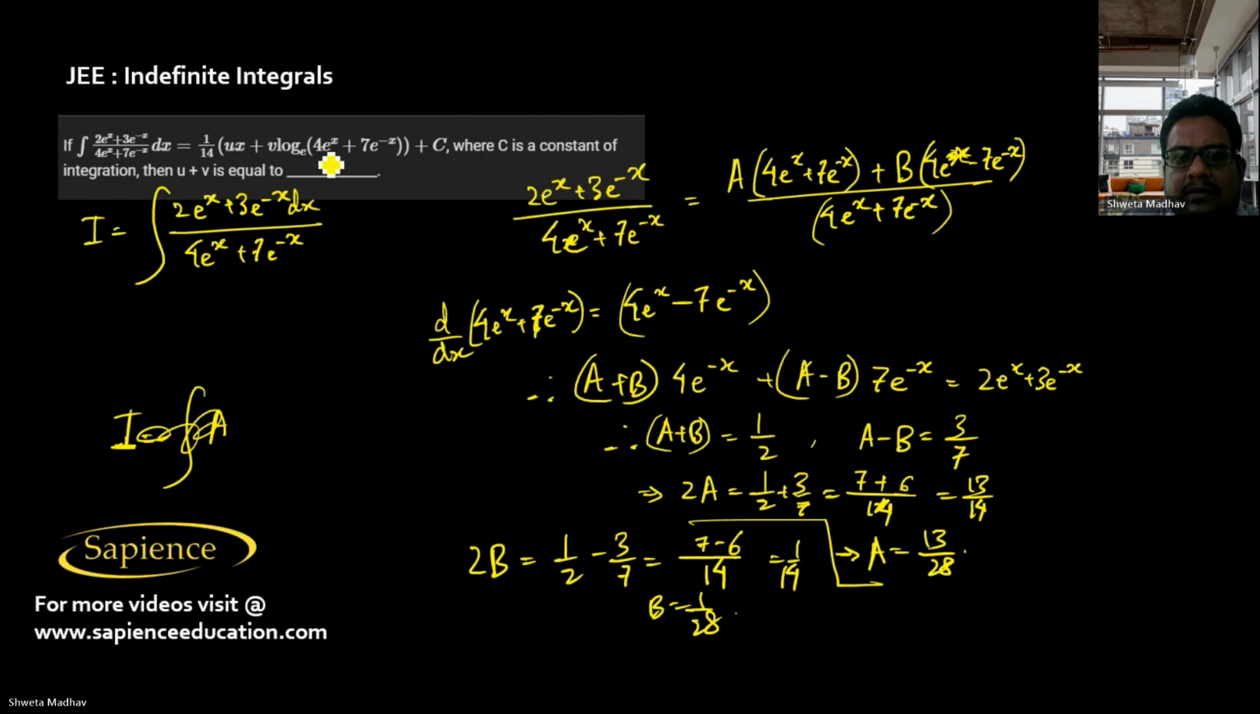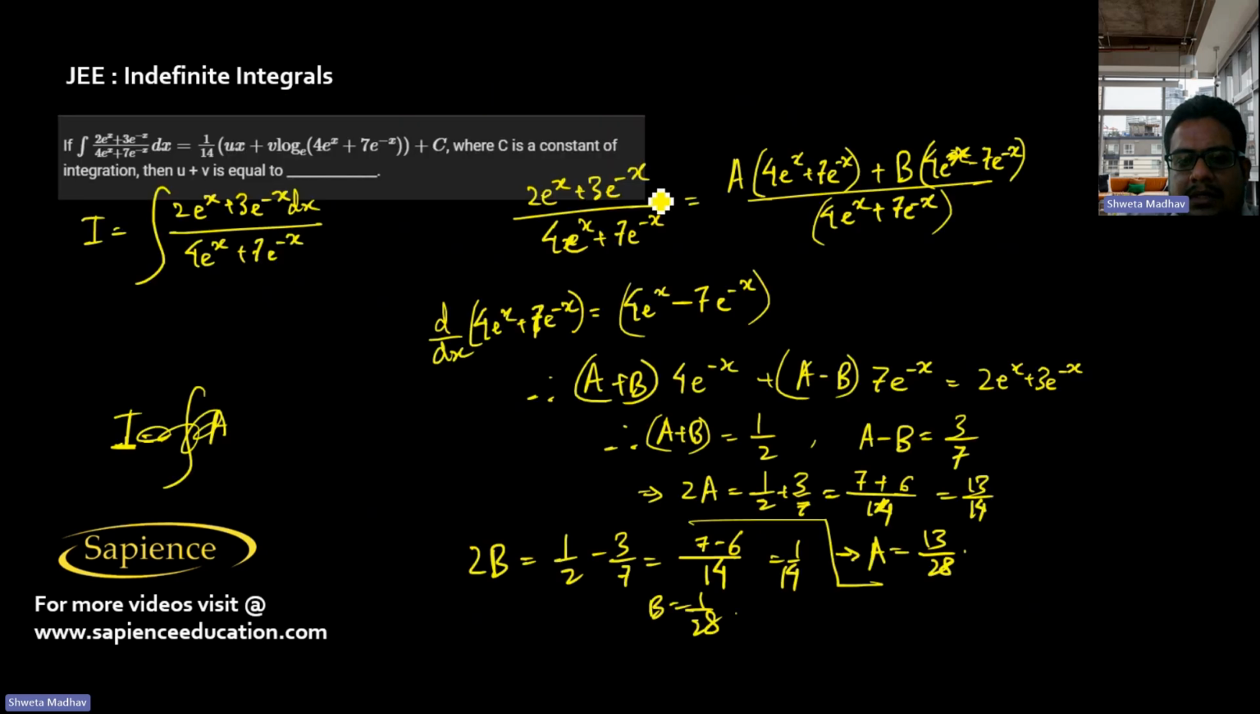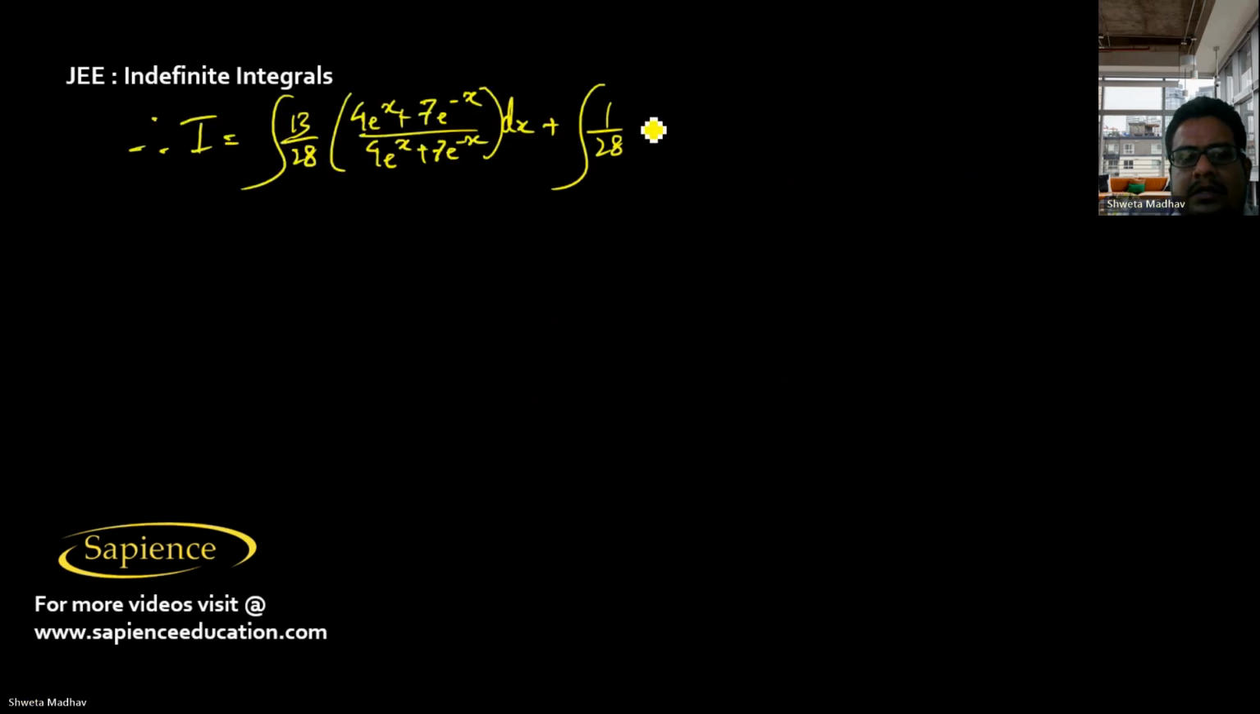So therefore, the integral I, we can write as integral of a, that is 13 by 28, into 4 e power x plus 7 e power minus x by 4 e power x plus 7 e power minus x into dx, plus integral of b, that is 1 by 28, into 4 e power x minus 7 e power minus x by 4 e power x plus 7 e power minus x into dx.